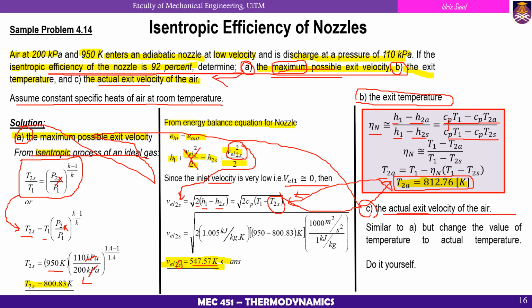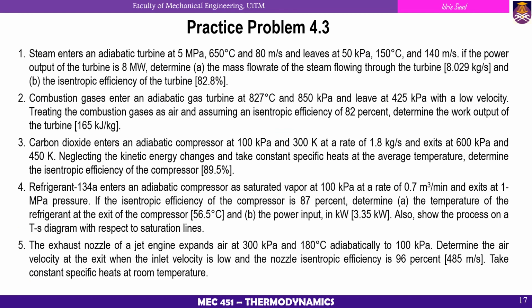Okay, this is practice problem 4.3. This practice problem is used to test your understanding of the isentropic efficiency of steady flow devices, starting from the turbine, compressor, and nozzle. Please complete the entire question in this practice problem. As a student, you need to complete the entire practice problem by yourself, not copy from others, in order to excel in this subject.